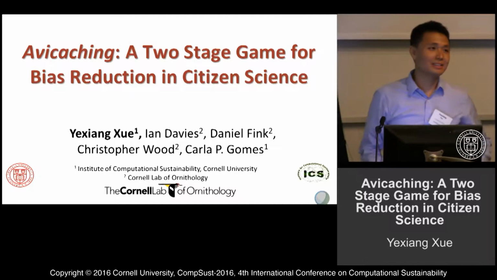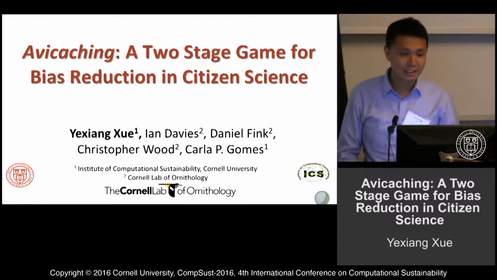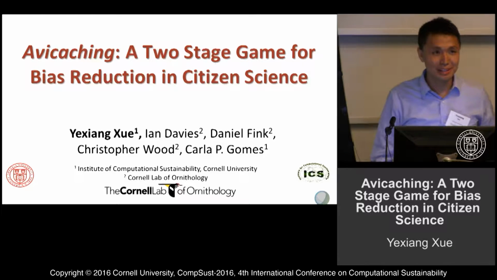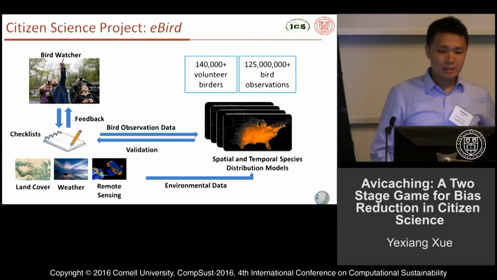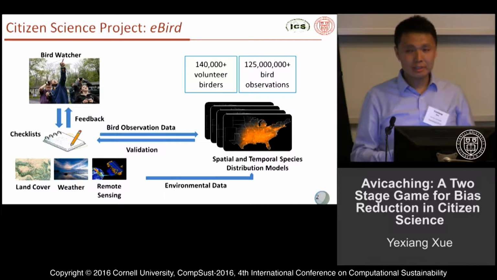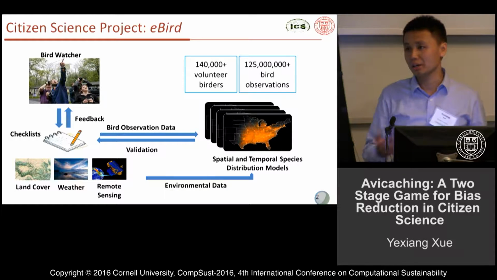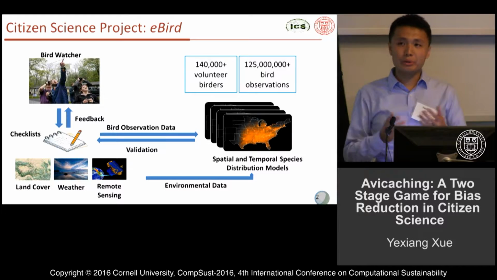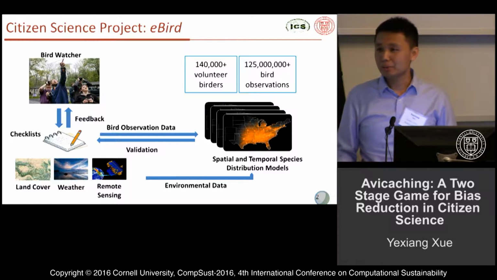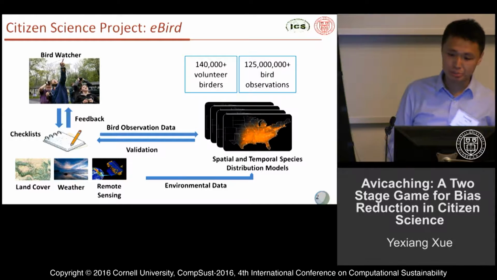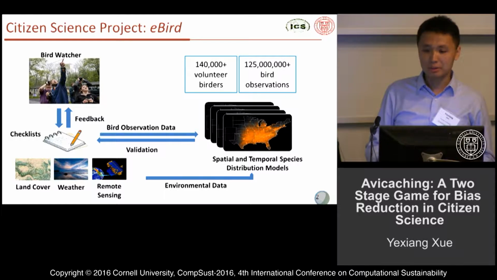Okay, thanks. So I'm Yexiang, coming from Cornell, and today I'm going to talk about Avicaching, a two-stage game for bias reduction in citizen science, and this is joint work with people in Cornell Lab of Ornithology. As you all know, eBird is a very successful citizen science project for collecting bird observational data from a lot of bird enthusiasts. We use this data coupled with remote sensing data and so on, and we are able to build today the most comprehensive and detailed species distribution models for hundreds of species across the Northern American continent and all over the world.